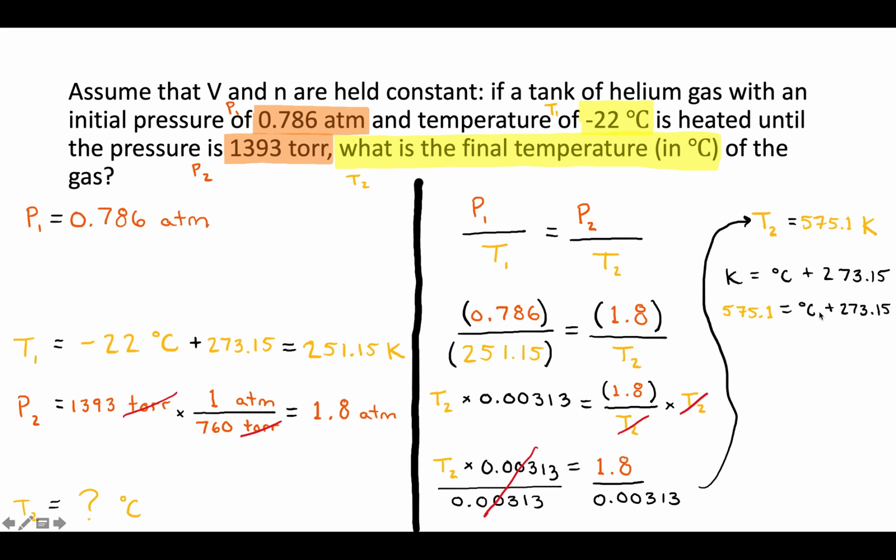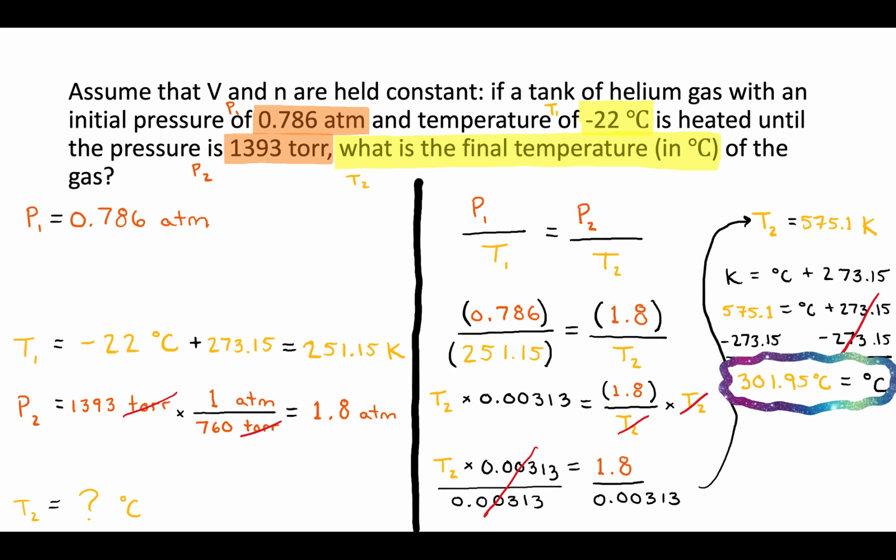Now we're trying to get degrees Celsius all by itself. So it's being tied to this number through addition. We're going to do the opposite operation, subtraction, with the same number. If we do it to one side, we've got to do it to the other. Cancels on the right. And we're left with 575.1 minus 273.15. That's 301.95 degrees Celsius. So that would be your final temperature.